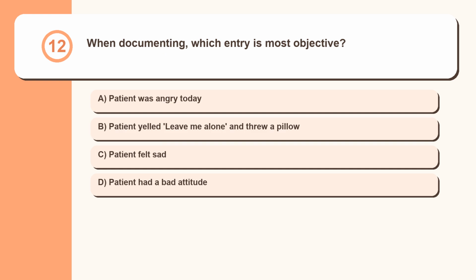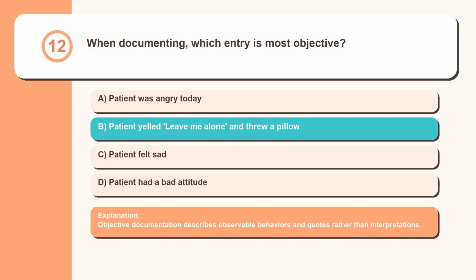Question 12. When documenting, which entry is most objective? Patient was angry today. Patient yelled "Leave me alone" and threw a pillow. Patient felt sad. Patient had a bad attitude. Objective documentation describes observable behaviors and quotes rather than interpretations.